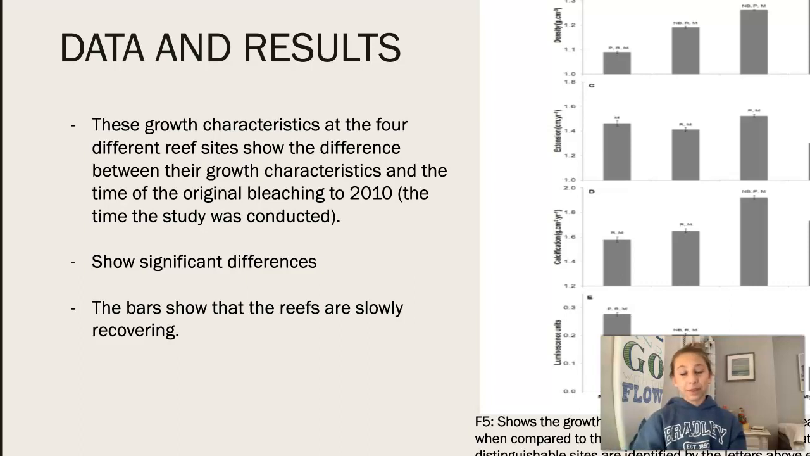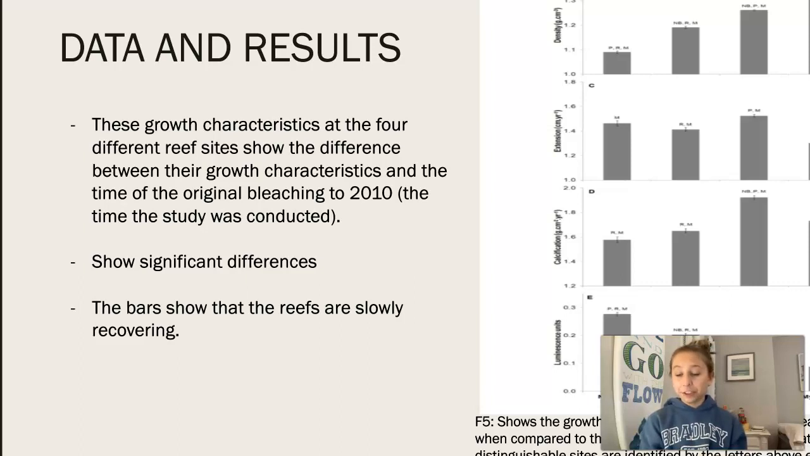Data and results. These growth characteristics at the four different reef sites show the difference between their growth characteristics and the time of the original bleaching, 2010, the time the study was conducted. They show significant differences, and the bars show that the reefs are slowly recovering. The decimals are in place of percentages, and B shows growth characteristics of density, C shows extensions, and D shows calcification, as well as E showing luminescence.